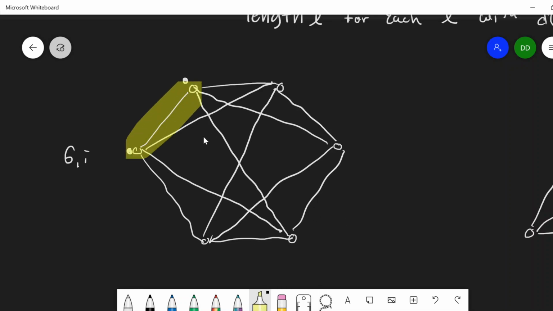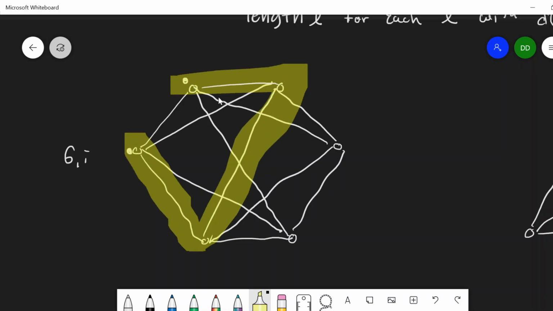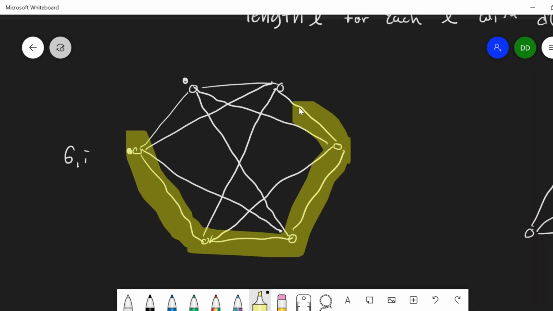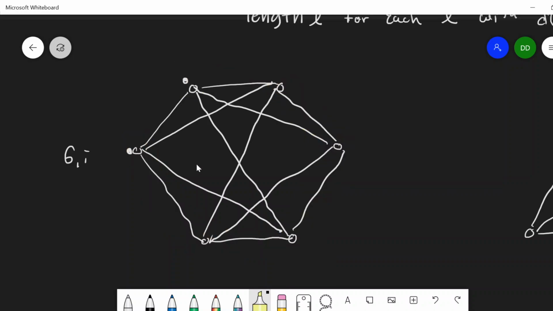So path of length 1, that's just the edge between them. Path of length 2, there's that one. Path of length 3, 1, 2, 3, there's one of length 3. How about one of length 4? 1, 2, 3, 4. And path of length 5, well, that would be a Hamiltonian path. And there's a Hamiltonian path between them. So a path of length n minus 1 between any two vertices, that's the same thing as a Hamiltonian path. So that checks out for those two vertices.